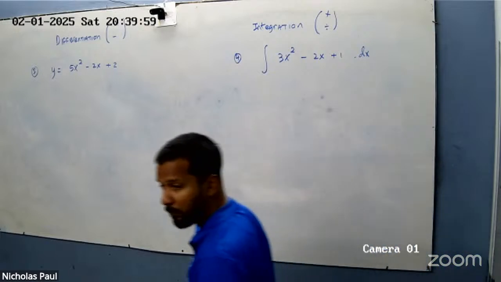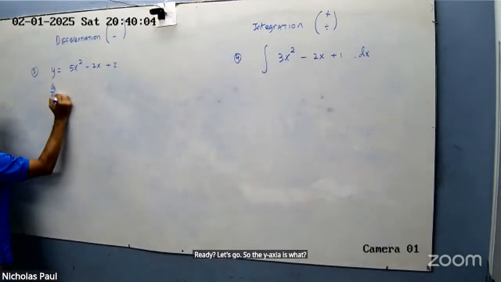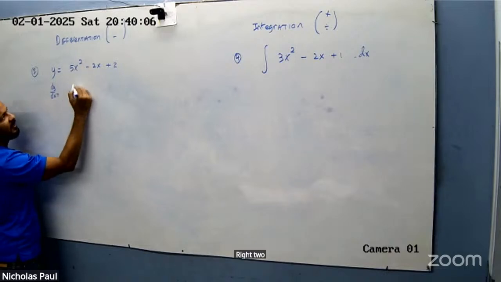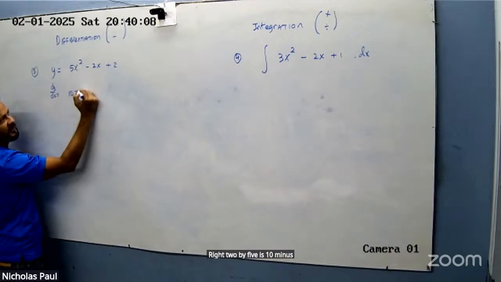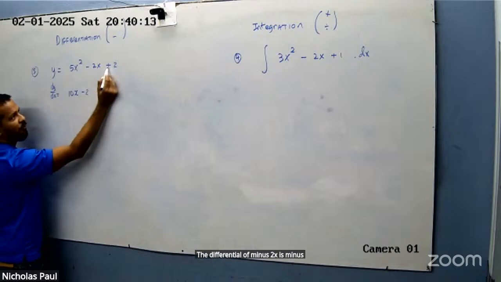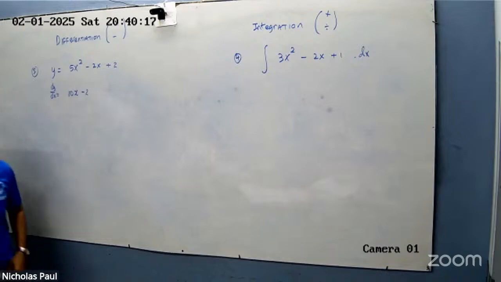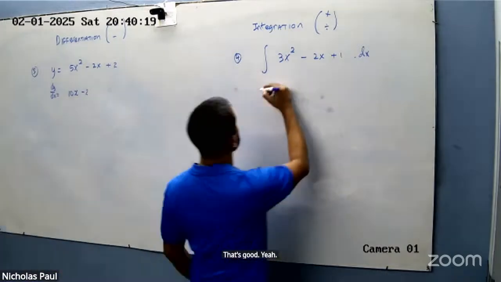Ready? Let's go. So dy/dx here is what? 2 times 5 is 10, minus 1 from the power, you'll just get 1. The differential of minus 2x is minus 2. The differential of plus 2 is 0. That's okay? Yeah? As well, together.